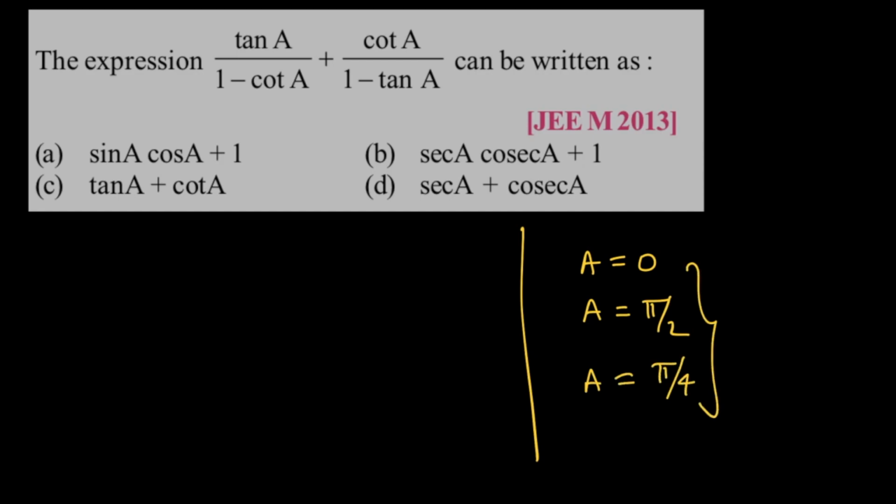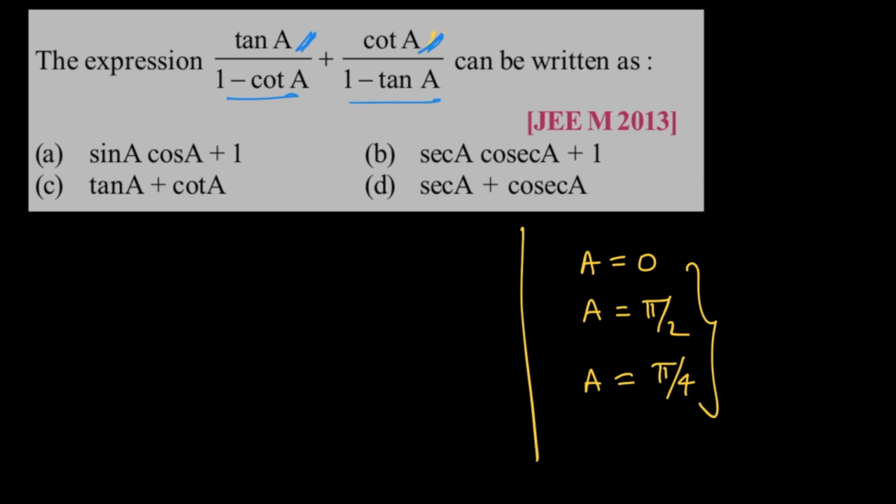Because at A equal to 0, cot A is not defined. When A equal to pi by 2, tan A is not defined. When A equal to pi by 4, 1 minus cot A and 1 minus tan A become 0. So, all the good numbers that you can think of will lead to trouble. So, do not bother about substituting some value of A and getting the answer. Instead, let's actually simplify this. It's not a big deal.